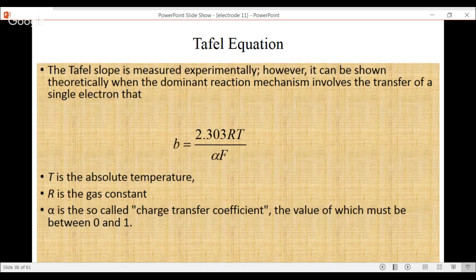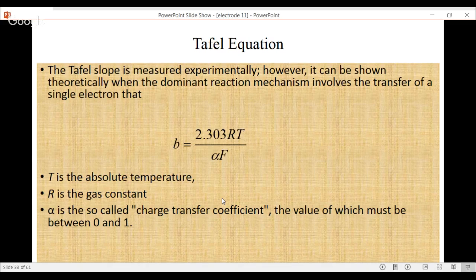The Tafel slope is measured experimentally. However, it can be shown theoretically, when the dominant reaction mechanism involves the transfer of a single electron, that B will be equal to 2.303 RT by alpha F, where we substitute R, T and F, and alpha as 0.5. When you substitute this and get the value of B, then we can say that it is a single electron transfer and the charge transfer coefficient is 0.5.